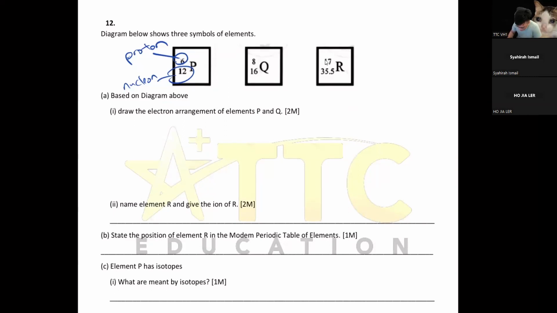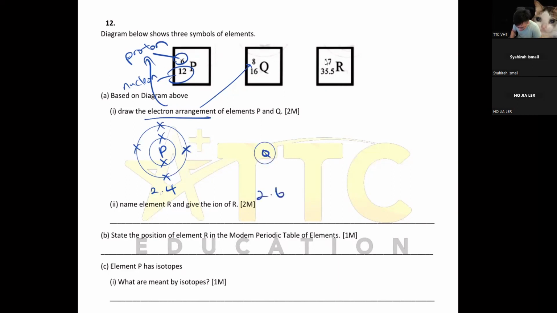All right, I'll give the answer here. Please check. Electron arrangement for P and Q. I already said electron, we follow proton. So P is 2, 4. Remember I said you draw up, down, left, right first. And then Q is 8, so 8 is 2, 6.